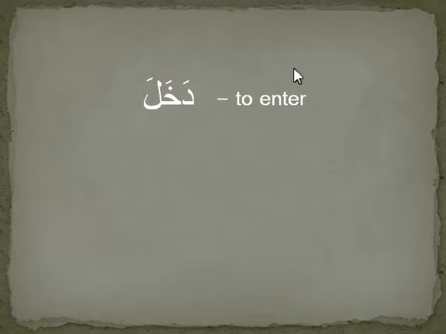Dakhala. Dakhala is to enter, to go in. Dakhaltu. Dakhaltu al-matam. Sa'adkhal al-ghurfa. Okay, to go in. Now, you know where we're headed. Here, to insert, to cause someone else or something else to enter. Well, if you watch the pattern we just did, then you know how to do this. What are we going to do?